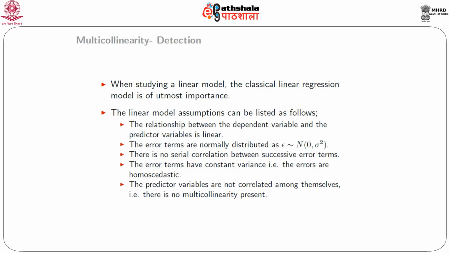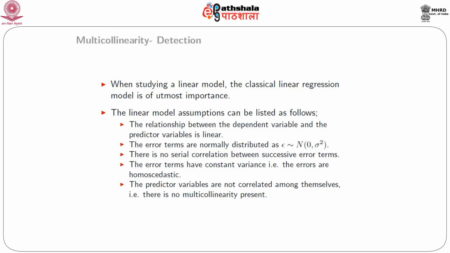And the last assumption is that the predictor variables are not correlated among themselves, and this implies there is no multicollinearity present. By multicollinearity we mean a collinear relationship between the predictor variables. For instance, if we are studying a model where price of a commodity and income of individuals are the two predictors, there is a high chance that these two variables are correlated. In such cases, due to the presence of multicollinearity, including these two variables together in the model might end up giving us faulty estimates of the regression parameters.